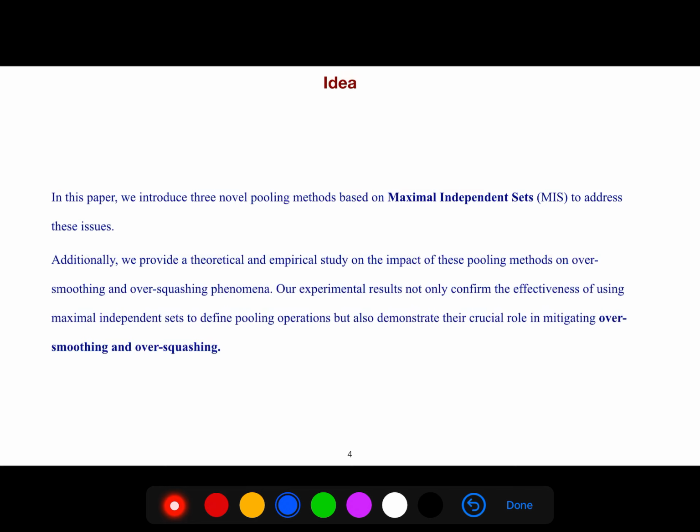So we introduced three novel pooling methods based on maximal independent sets to address these issues. Additionally, we provide a theoretical and empirical study on the impact of these pooling methods on over-smoothing and over-squashing phenomena. Our experimental results not only confirm the effectiveness of using maximal independent sets to define pooling operations, but also demonstrate their crucial role in mitigating over-smoothing and over-squashing.